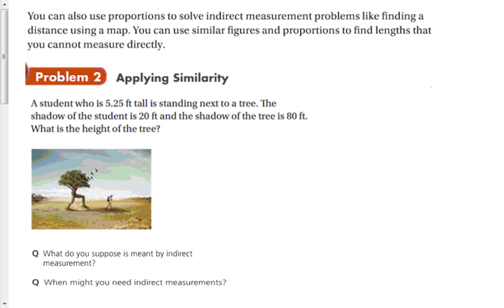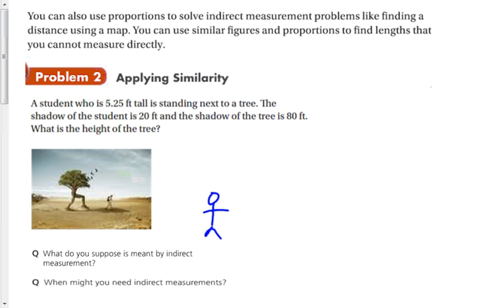All right, problem 2, applying similarity. It says the student who is 5.25 feet tall is standing next to a tree. The shadow of the student is 20 feet. The shadow of the tree is 80 feet. What is the height of the tree? Well, since the sun is directing its rays down on Earth at the same angle with respect to both the student and the tree, we can create two similar triangles here.